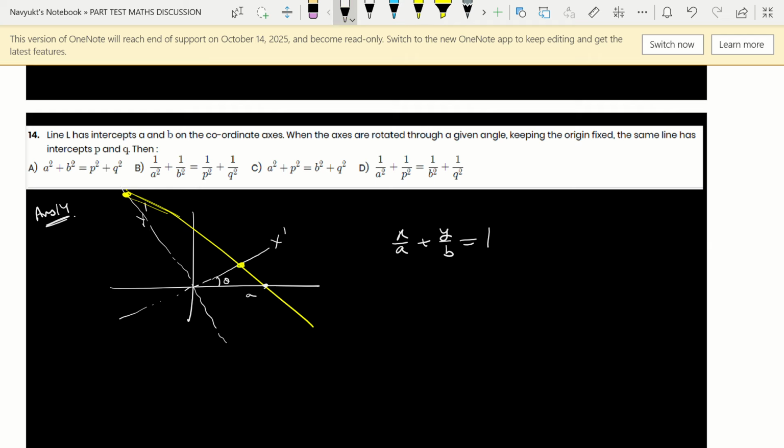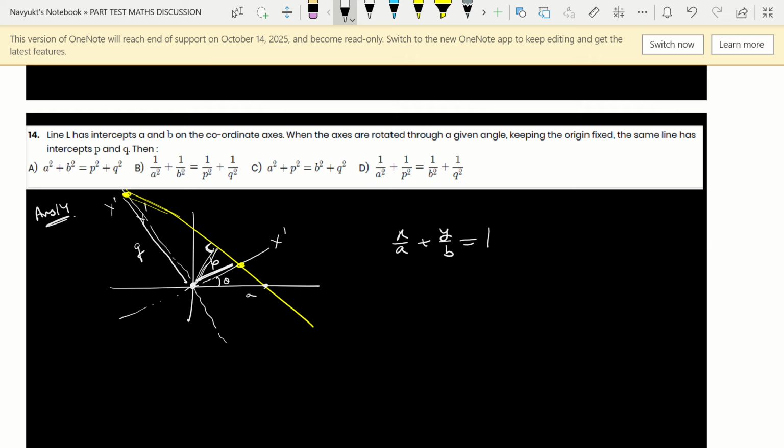So what they have asked us is that, keeping the origin fixed, the same line has intercepts P and Q. Now these lengths are P and Q. That's what they have told with respect to the new coordinate axes, this x dash and y dash. With respect to this, the equation of that new line is x by p plus y by q. Right now, one relation which we can see here, which will remain constant, is the perpendicular distance from origin.